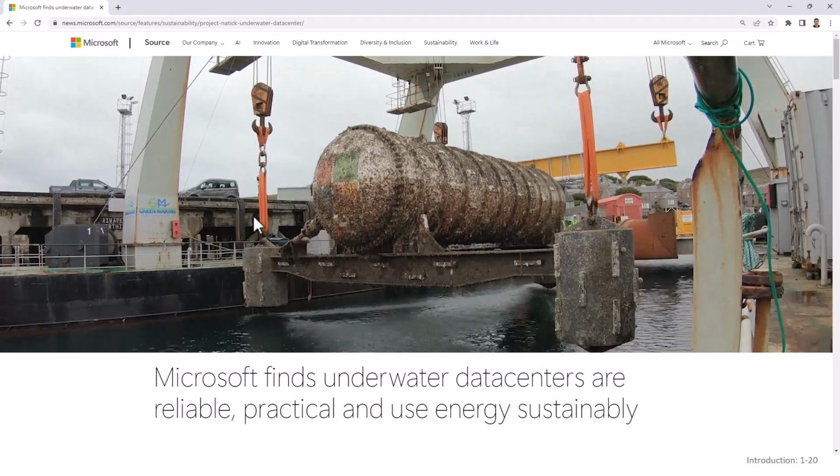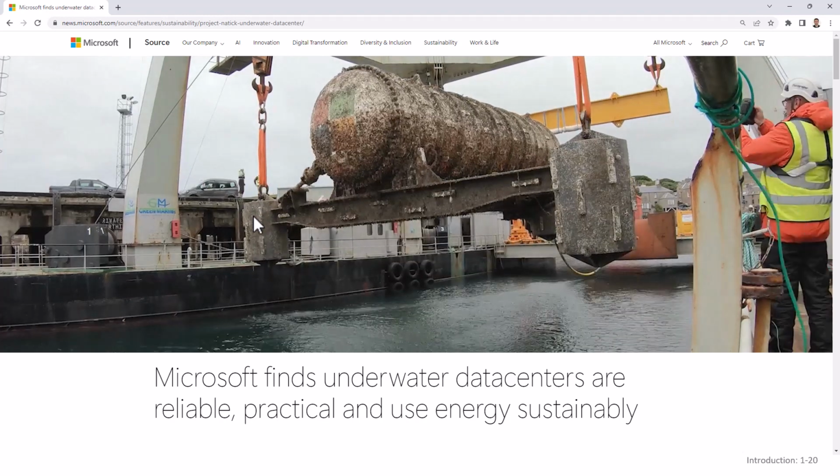And here is one of Microsoft's underwater data centers, and this is news from Microsoft, dating back to 2020. The news says that Microsoft finds underwater data centers are reliable, practical, and use energy sustainably.